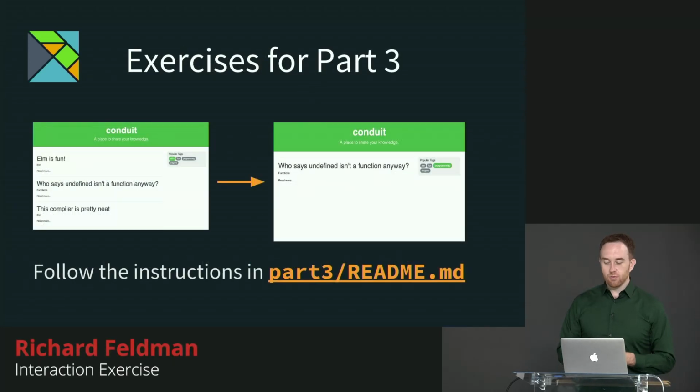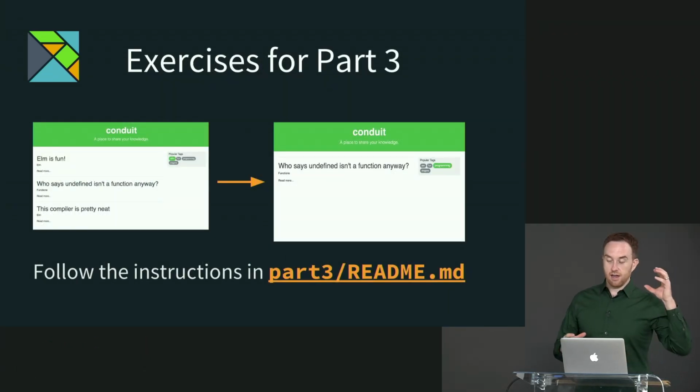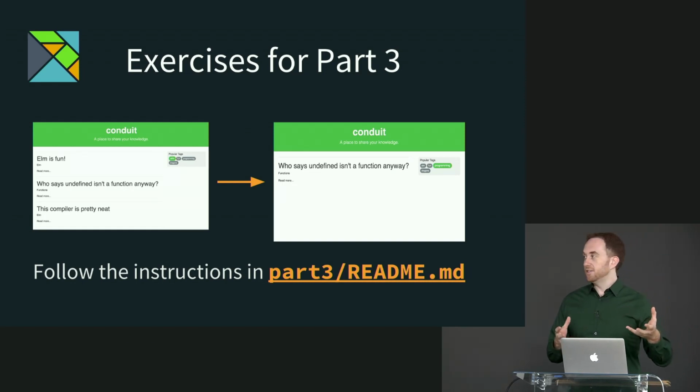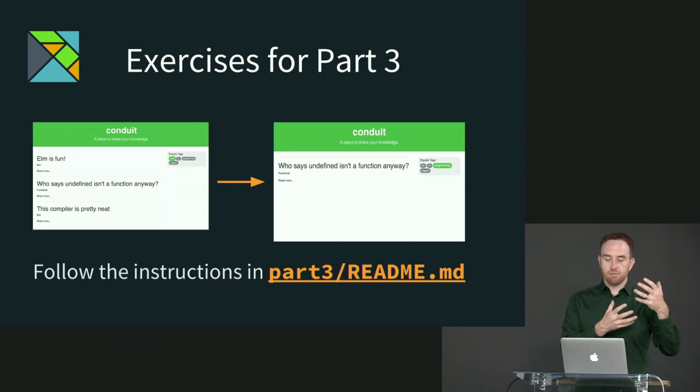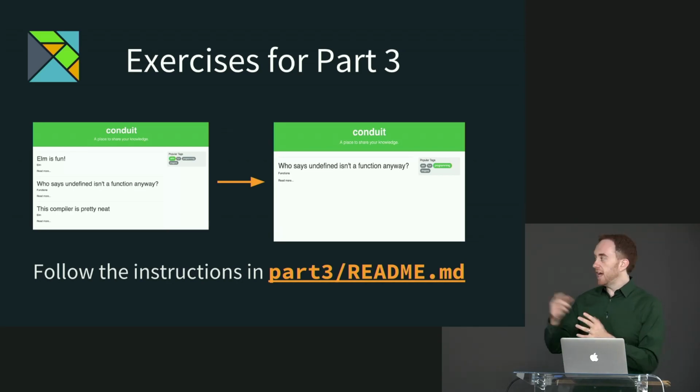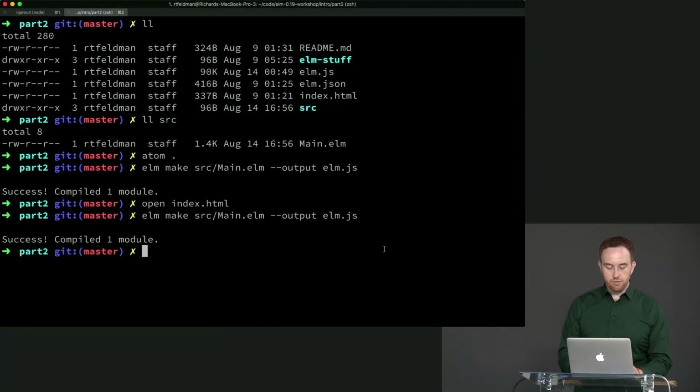So for our exercise, we're going to actually implement the thing that we've been talking about in this section. We're going to change our homepage and make it so that instead of displaying the complete list of feed articles, it's going to filter them based on which tag you have selected. So when you click a tag, it's going to say, oh, this is a new selected tag, and based on that new selected tag, we're going to show a different set of things in the feed. So let's hop on over to part 3.